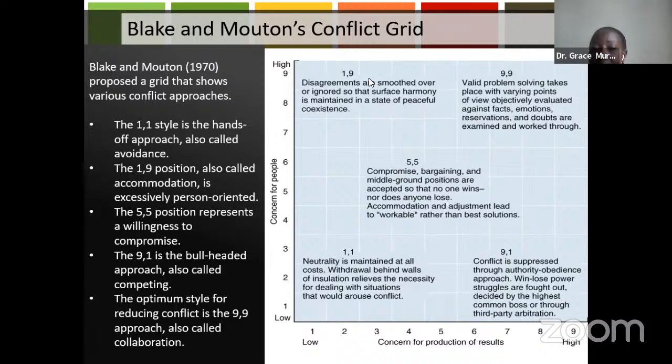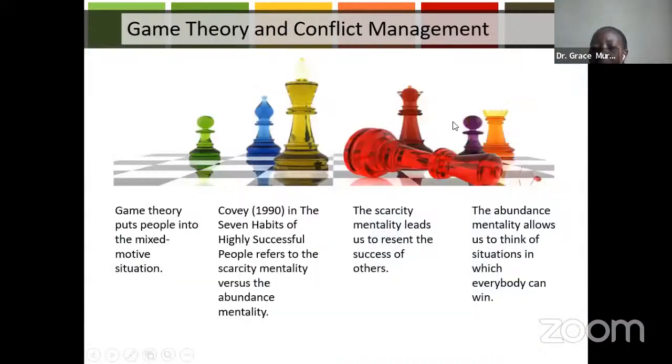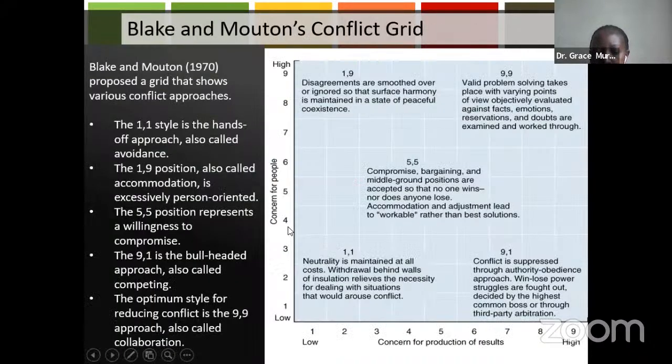Then now, 9-9. If you look here, the optimum style for reducing conflicts. Optimum, the best. Why? Because there is concern for people and there's concern for work. You're not only concerned about maintaining the relationships, but yes, you want to maintain the relationship, and you also want to achieve the objectives of the organization. You balance both. Key, very important.